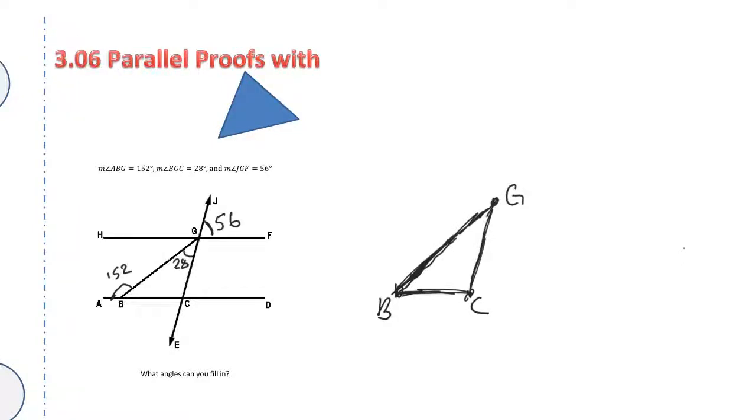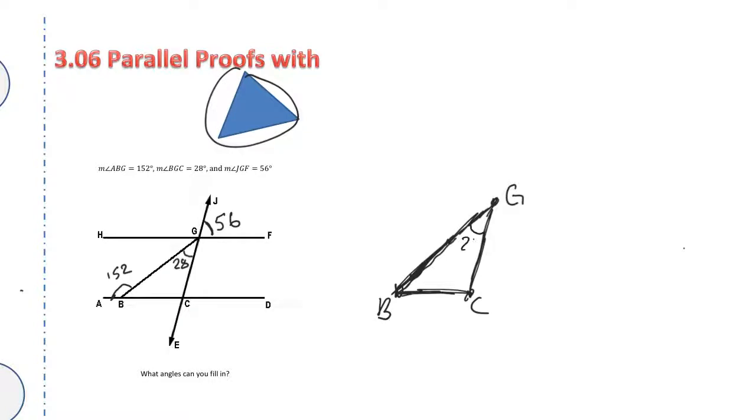So today we're going to talk about parallel line proofs with triangles in the diagram. So that's why I have this triangle here, because with triangles. If you look at this diagram right here, you'll notice there is a triangle in it. I just drew this over here to the side so we can keep track of this triangle.